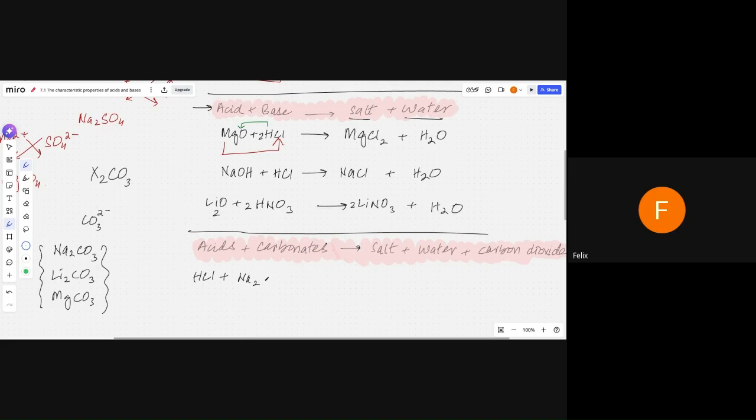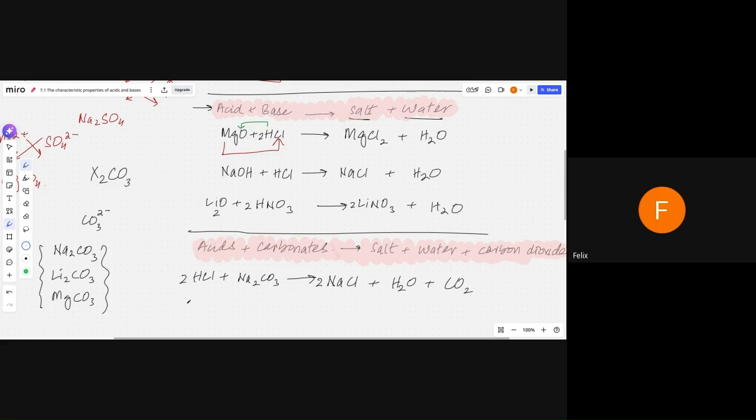So HCl with a metal carbonate, let's take Na2CO3. So the salt produced will be sodium chloride, NaCl, plus water, H2O, and CO2, right? So we can balance this equation. So we have 2 hydrogens on the right, I'll put 2 on the left. Now I have to balance chlorines, so 2, and that's it. The equation is balanced, right?